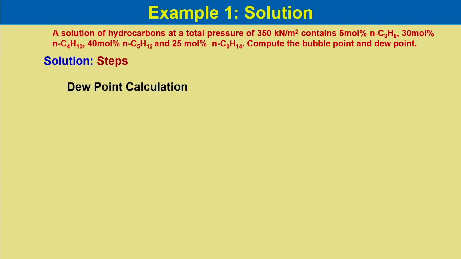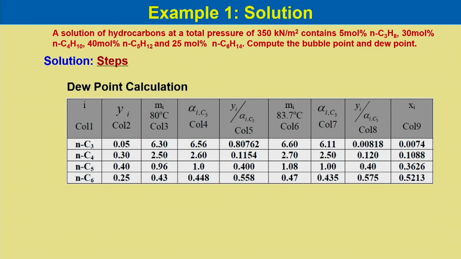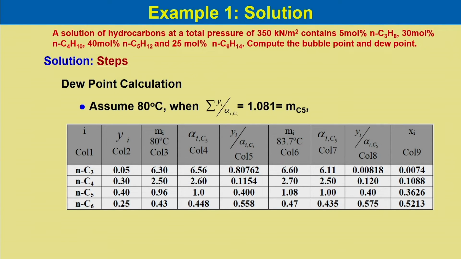Now, we will consider the dew point calculation. For dew point calculations, similar to the bubble point calculations, we will follow the calculation procedure. Now, we need to assume a temperature, say 80 degree centigrade, then we can calculate yi by alpha i5, which is over here, which is 1.081. So, like the bubble point, in case of the dew point we have to assume the temperature.